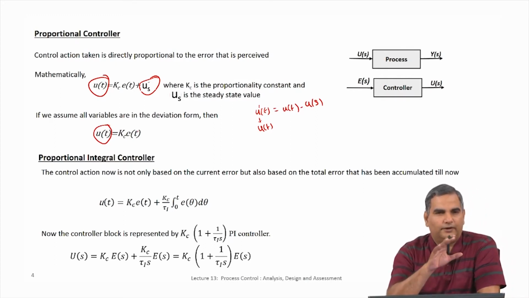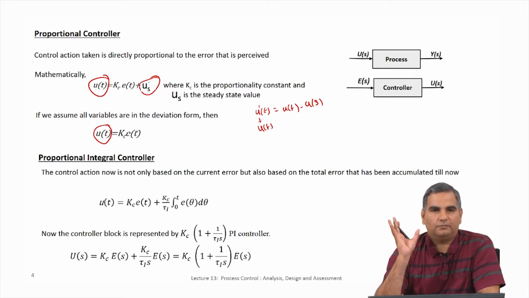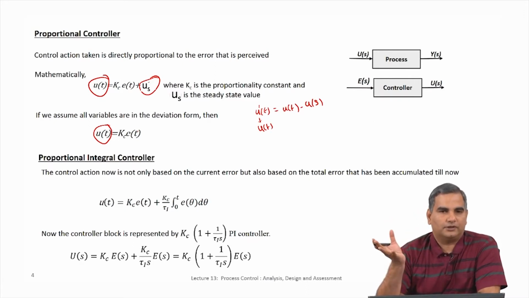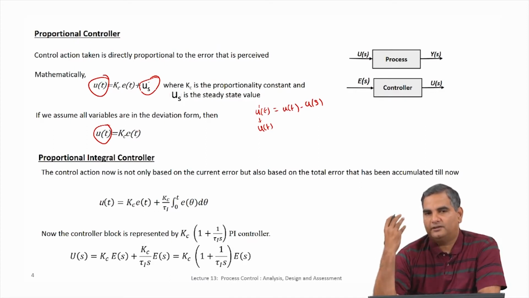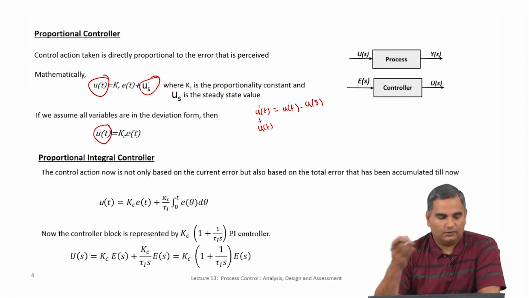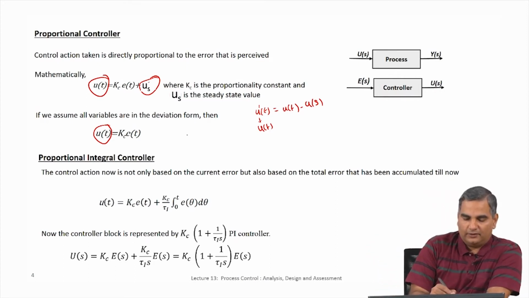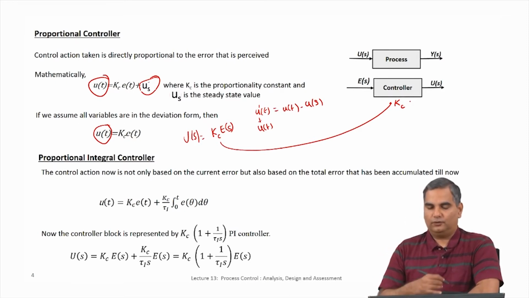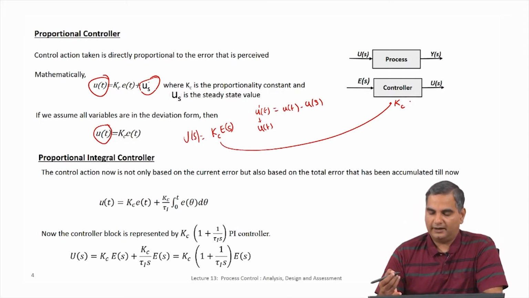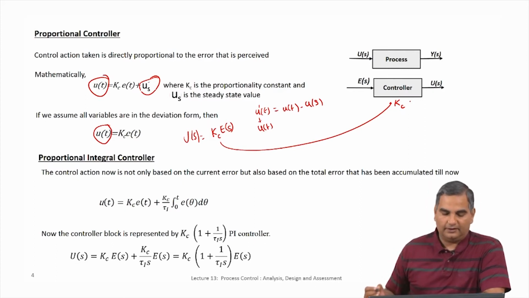This operates on a very simple principle: my new effort is going to be directly proportional to how much error there is, or how much is the distance between what I desired and what I actually got. If you do this in the Laplace domain, it is very simple, U of s is Kc times E of s. So, the controller is simply Kc, just one parameter and nothing else. In the Laplace domain block diagram, this controller is simply Kc. If you give me E of s, U of s is simply Kc times E of s.